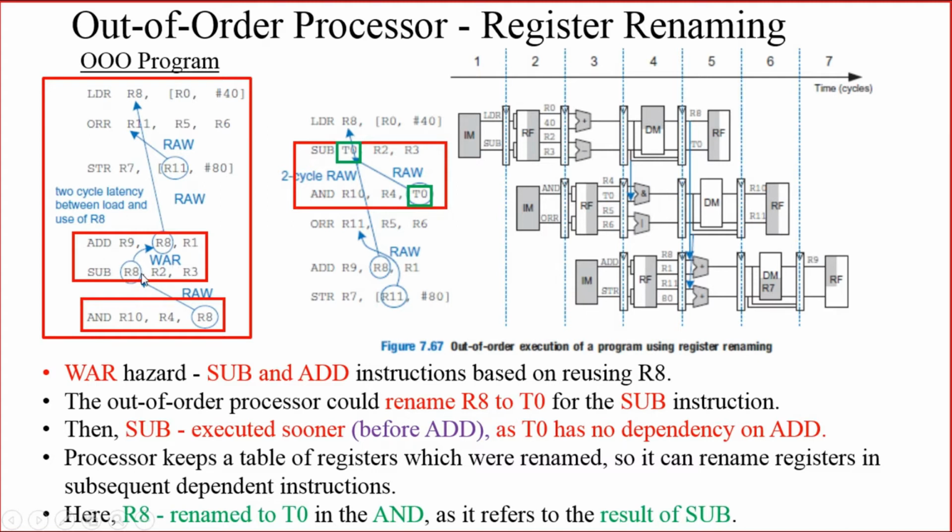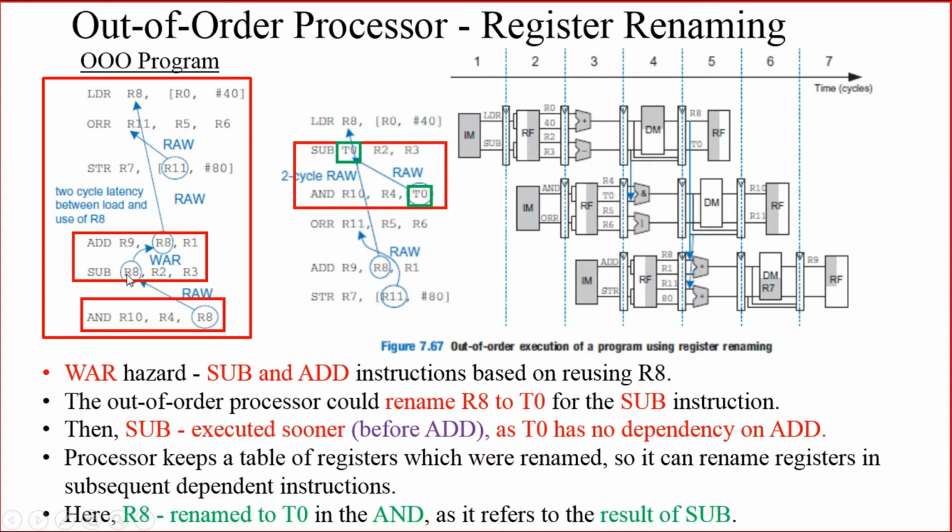So if you are replacing this write with T0, what is happening? This sub instruction need not wait for this read from write in add, because we are not sharing the same write. Another register, T0, is used. So if you are using T0 in sub, we need not wait for the read in the add instruction, and we need not wait for the load instruction's 2 cycle latency. So what will happen?